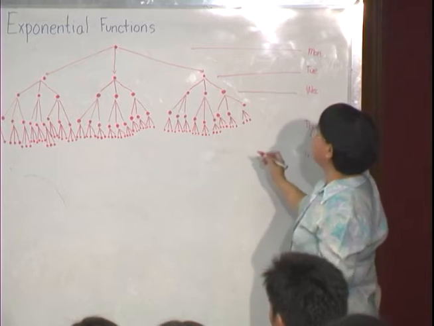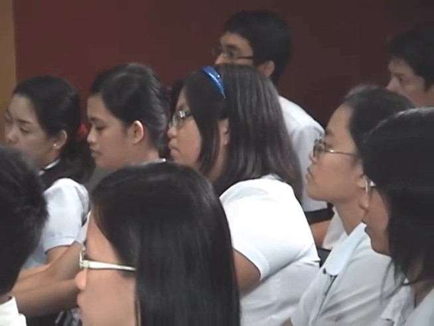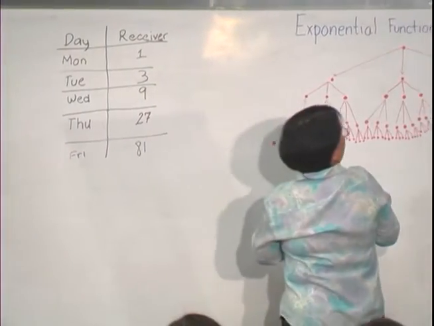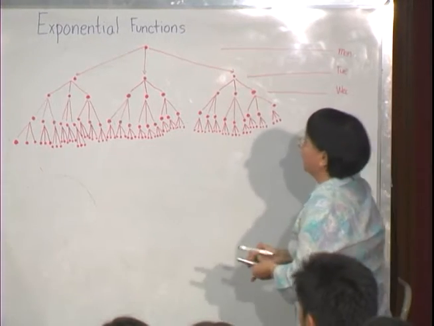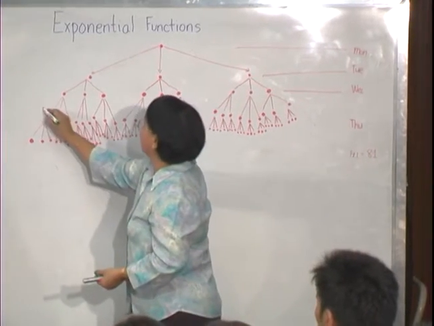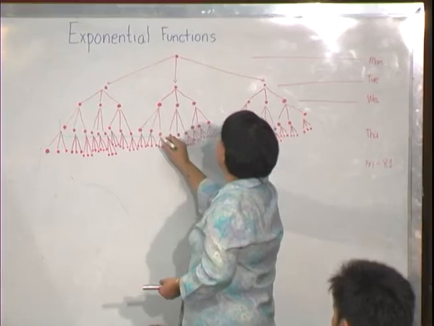Okay, how about on Thursday? So it's quite difficult to count in this way, right? So for Thursday, where are those residents? The 27 in the table. So you have to consider this part here.